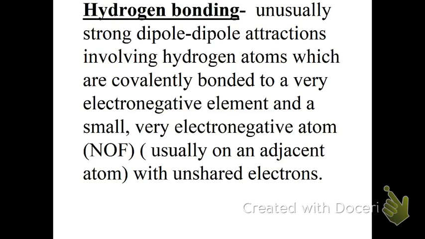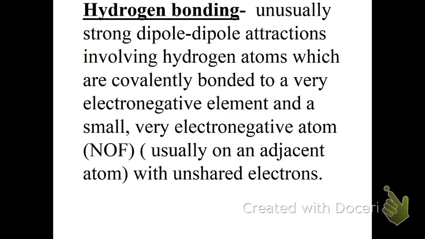Hydrogen bonding, we should remember that from Chem 1, is an unusually strong dipole-dipole attraction. It is a type of dipole-dipole attraction involving hydrogen atoms which are covalently bonded to a very electronegative element, and it has to also be a small, very electronegative element. So that is where we've come in with no orange friends. Some people say hydrogen bonding is FON, F-O-N, but we came up with it actually years ago, one of my students did, of no orange friends: nitrogen, oxygen, and fluorine. And the hydrogen is bonding with the unshared electrons on those 3 things.